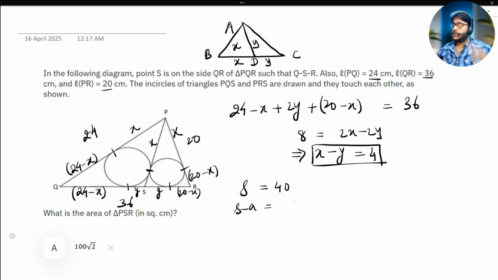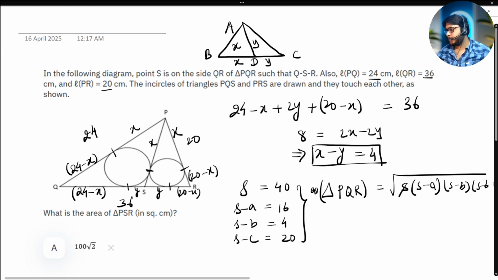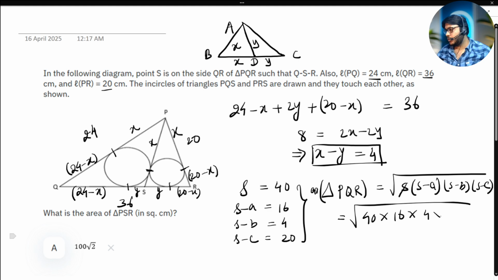This is 16. s minus b is going to be 4. s minus c is going to be 20. Okay. So from Heron's formula, we know the area of the triangle PQR will be root over s into s minus a into s minus b into s minus c. This is going to be equal to 40 into 16 into 4 into 20.